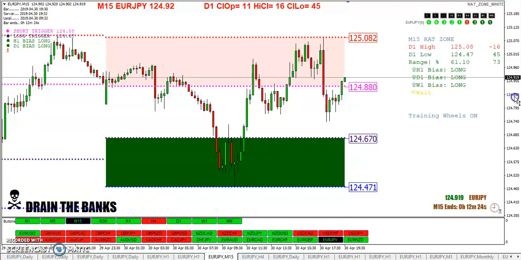Rat zone, rats right here. You see the rats ate some cheese. We're back in the red rat zone. Green rats got some cheese right here coming out of that zone. But remember, this was a little bit lower at the time. But nonetheless, they still got some cheese.